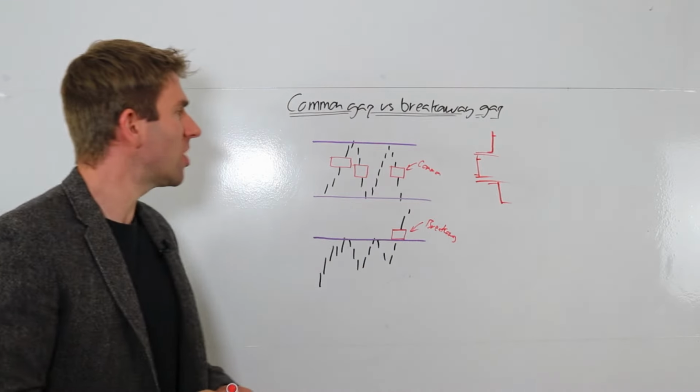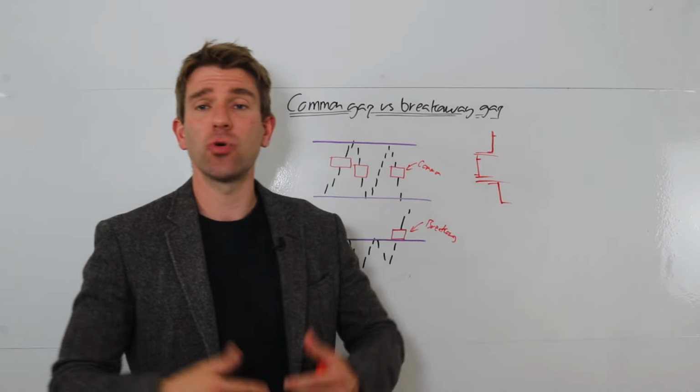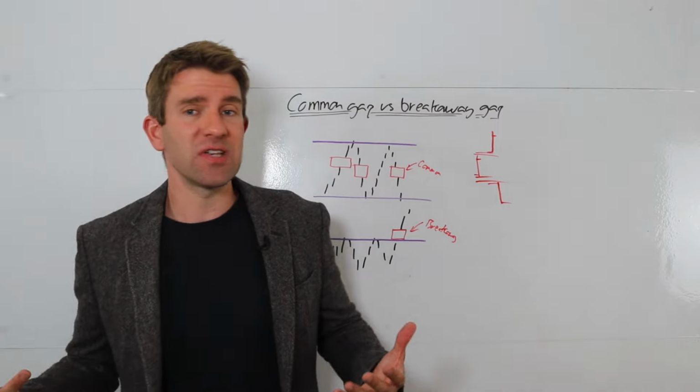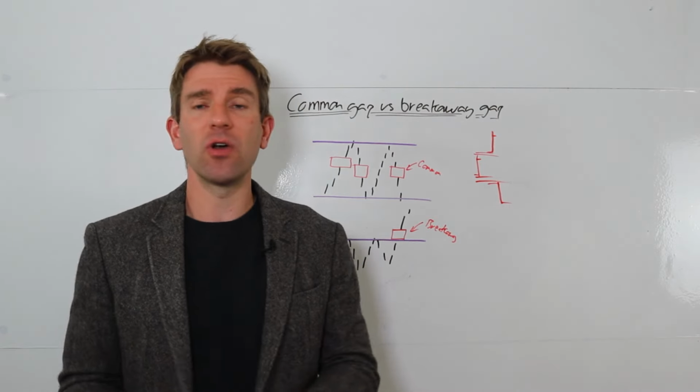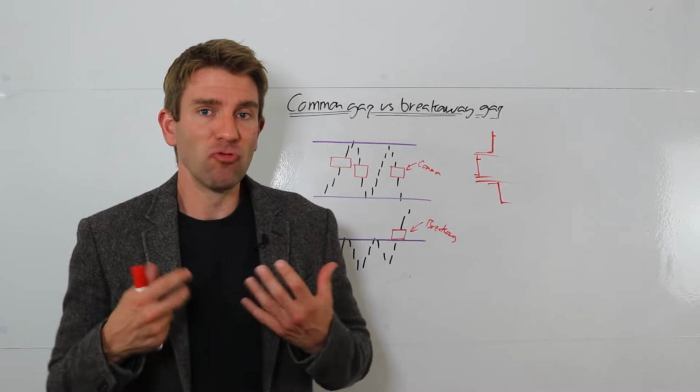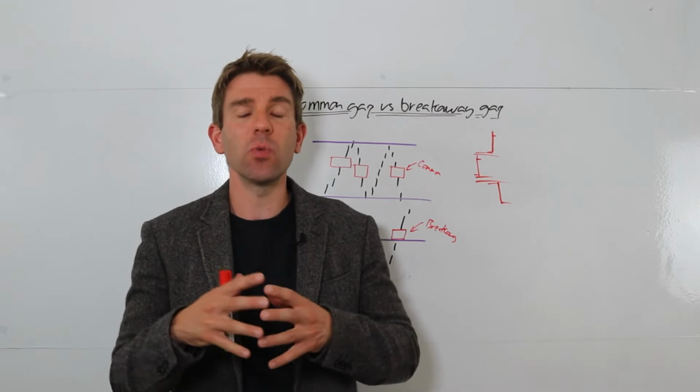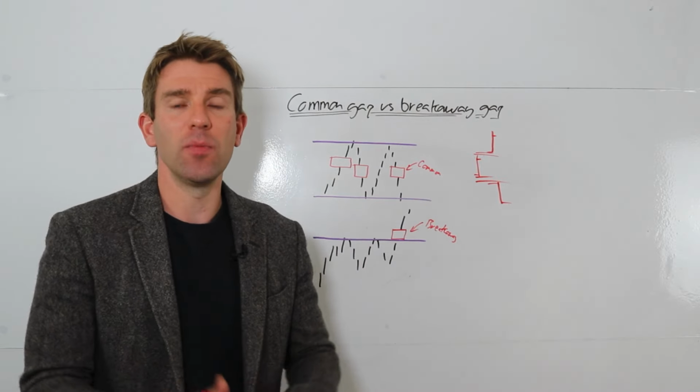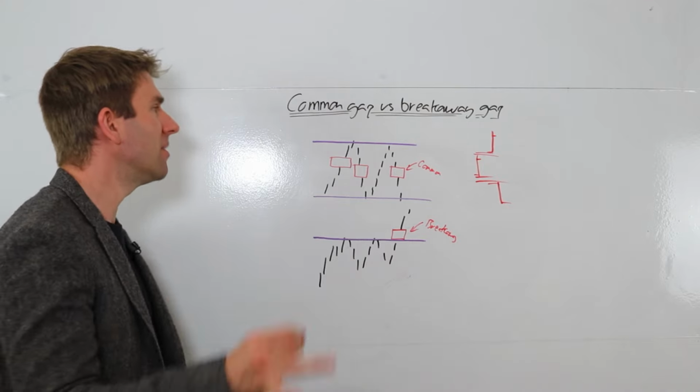So we've got two types of gaps. And what causes gaps anyway? Gaps are just caused by literally overnight news, overnight sentiment changing, buyers and sellers not agreeing on price, all sorts of things. A reprice in a small sense of the word of the asset at the opening price. So let's have a look at common versus breakaway.